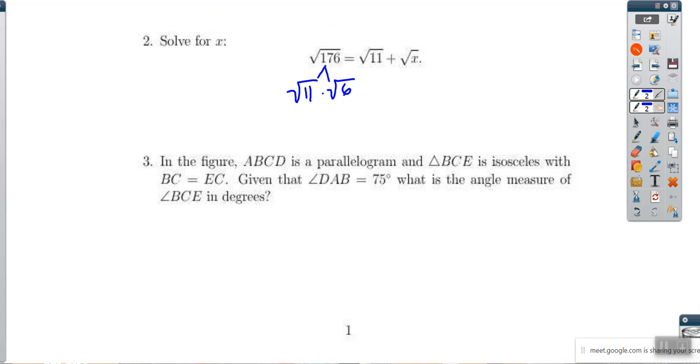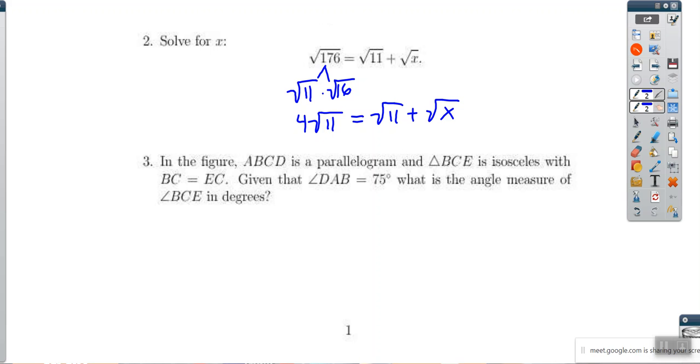No. That is clearly not right. 16. So what is the square root of 16? 4. So we know that 4 times the square root of 11 is equal to the square root of 11 plus the square root of something. Right? Now, we can only add square roots if what's underneath the square root is identical. So we know that it has to be some sort of 11ths, right?